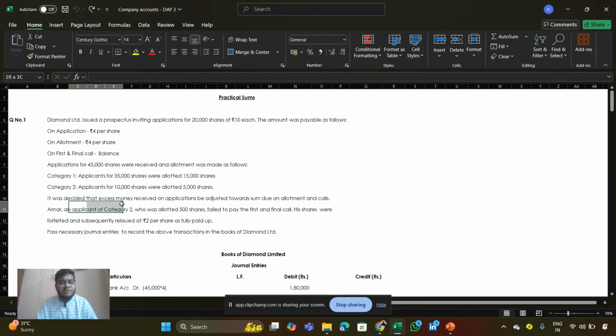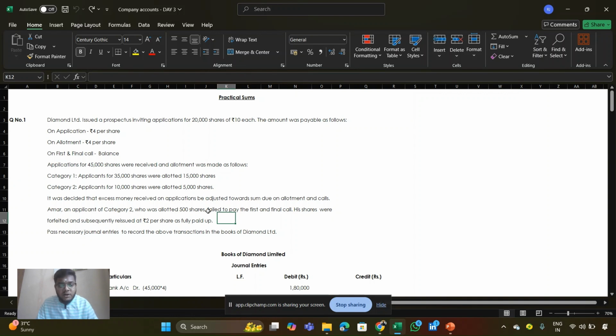It was decided that excess money received on application be adjusted towards sums due on allotment and calls. Okay, whatever excess we have received, we need to adjust through allotment and call. Amar, an applicant of category 2, failed to pay the first and final call. He didn't pay the first and final call. His shares were forfeited and subsequently reissued at rupees 2 per share. Okay. Pass necessary journal entries to record the above transactions in the books of Diamond Limited.